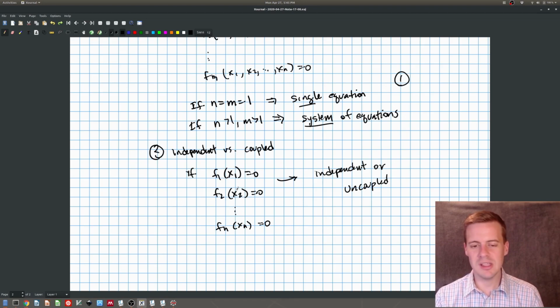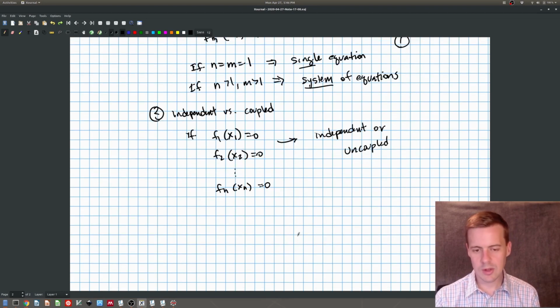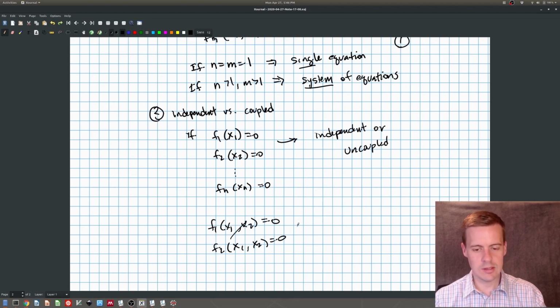So they're completely uncoupled. Whereas if I had a situation that looked like this, where I have f1 of x1, x2 equals 0, and f2 of x1, x2 equals 0. If I get rid of this equation, I still have two unknowns and only one equation. So that doesn't help me.